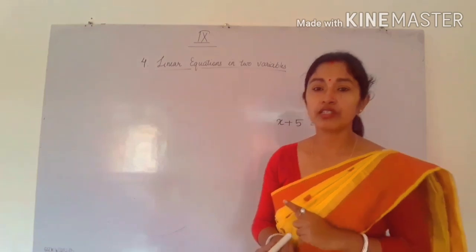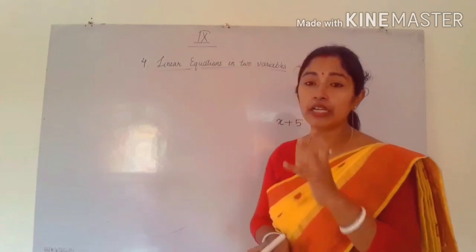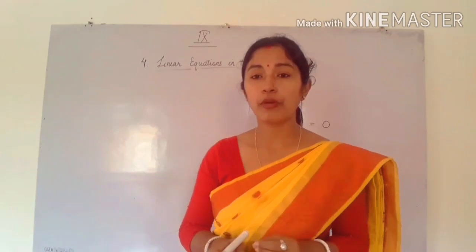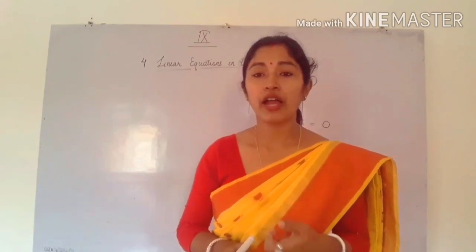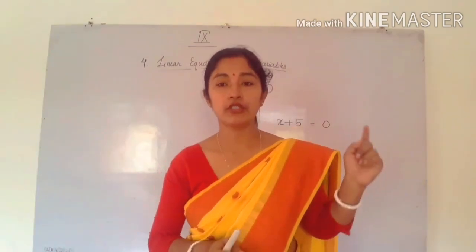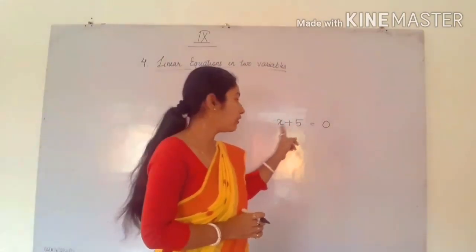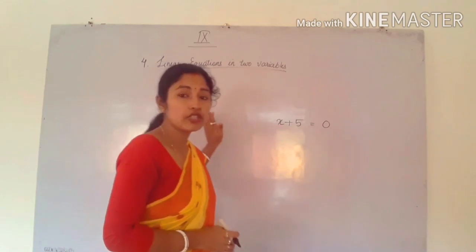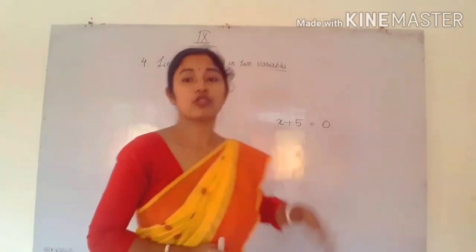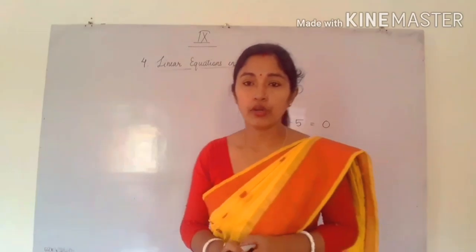In this particular chapter, first of all we have to form a linear equation in two variable by reading a word problem, and then we have to find the solutions. In linear equation in one variable, we have only one solution for the variable. So what about linear equation in two variable? Does it have two solutions or more solutions? We will see by studying the topic elaborately. Okay.